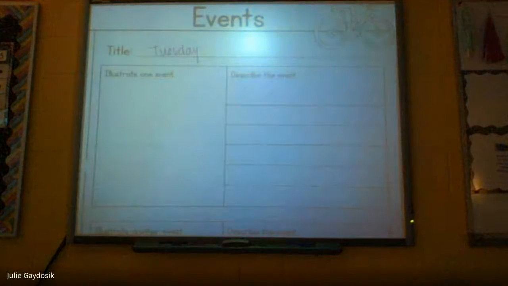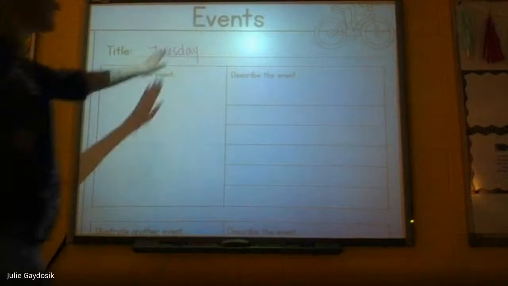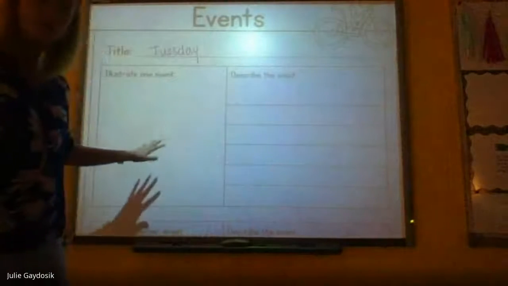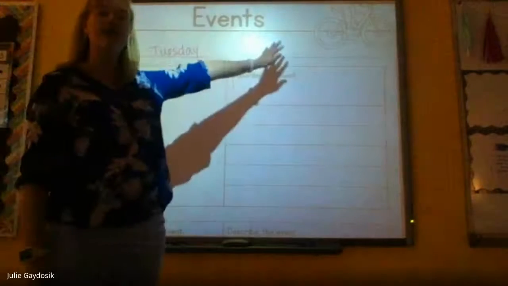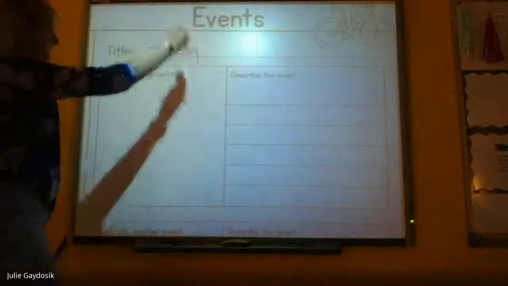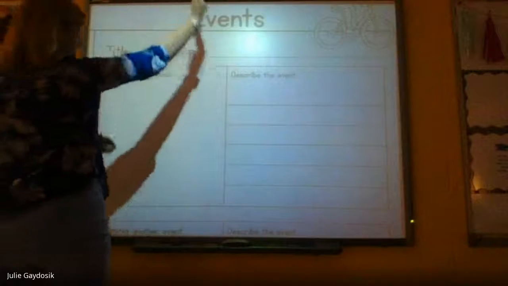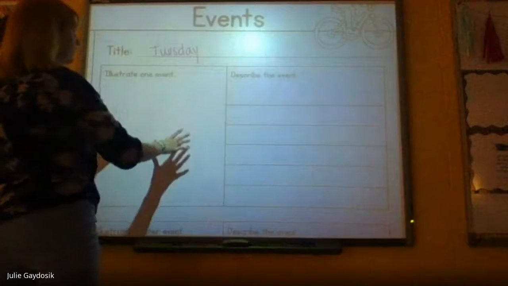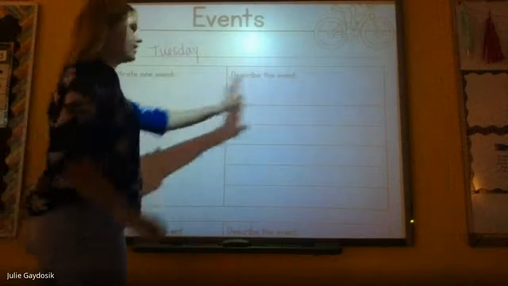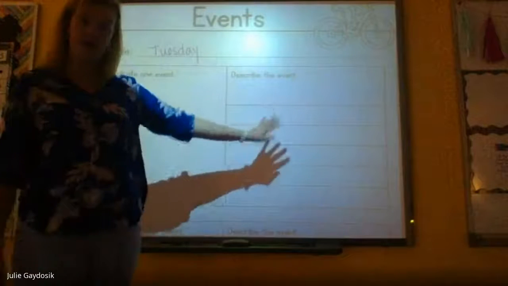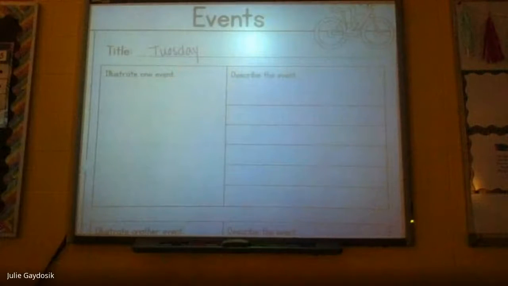Okay, so what we're talking about here is the events. So kind of similar to what we did yesterday, but we talked about the setting. So this time I want you to divide your paper in half. So just draw a line down the middle. On one side, we're going to illustrate an event, and on the other side, we're going to write words that describe that event.